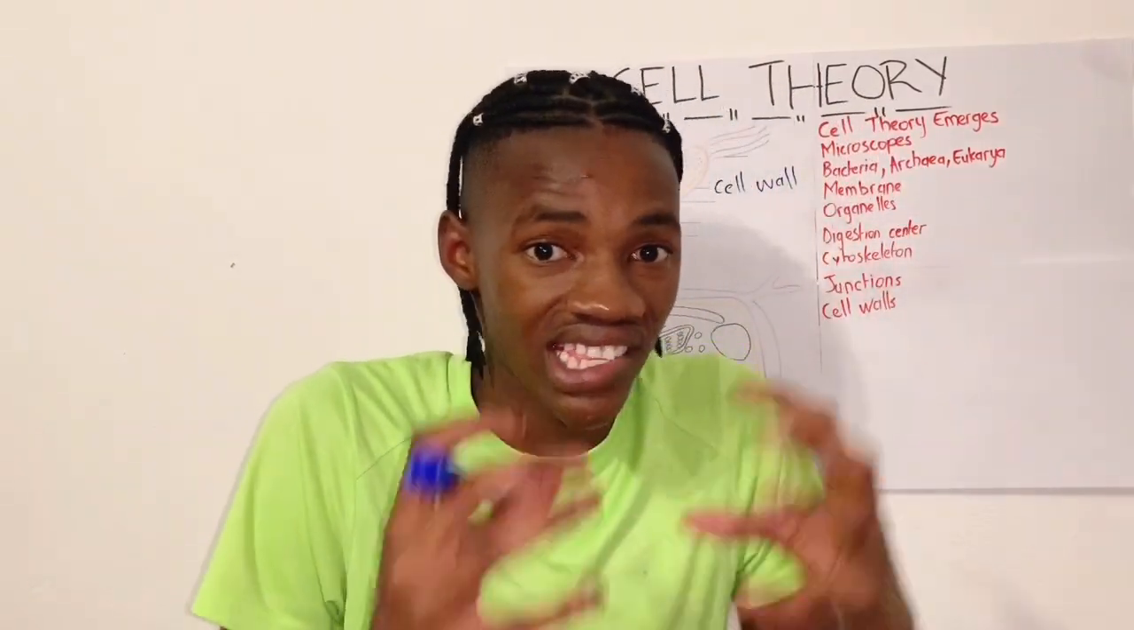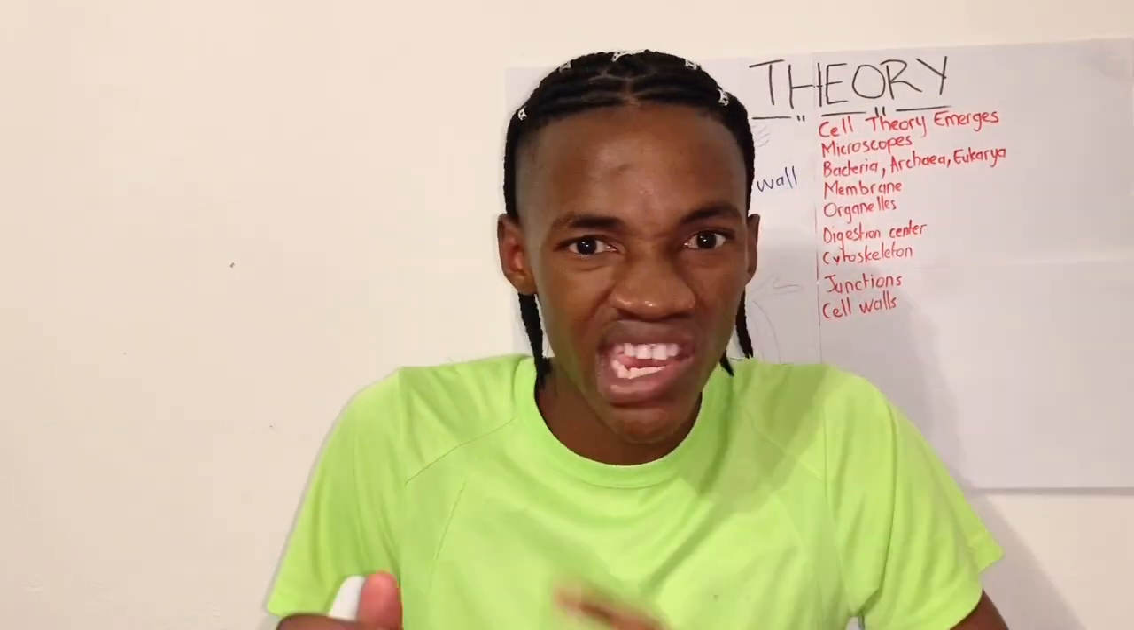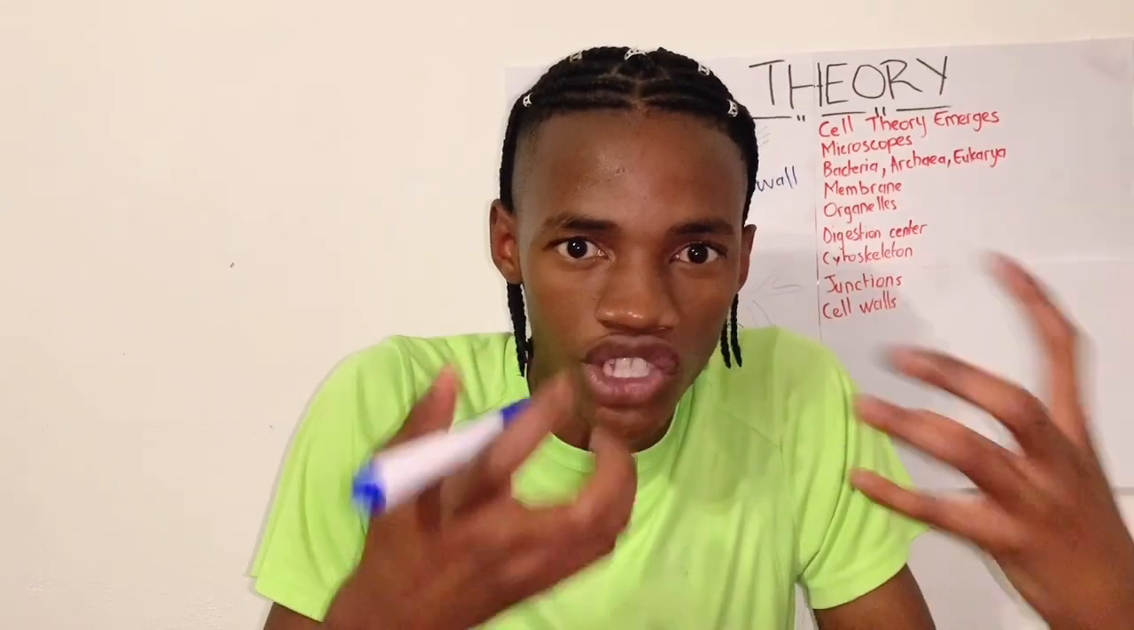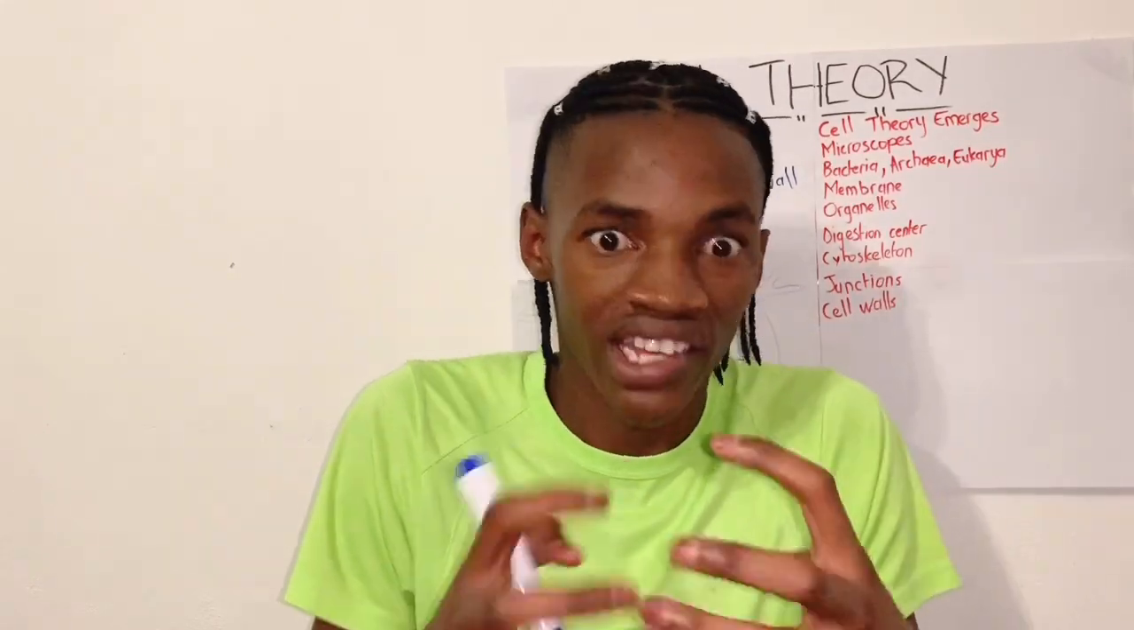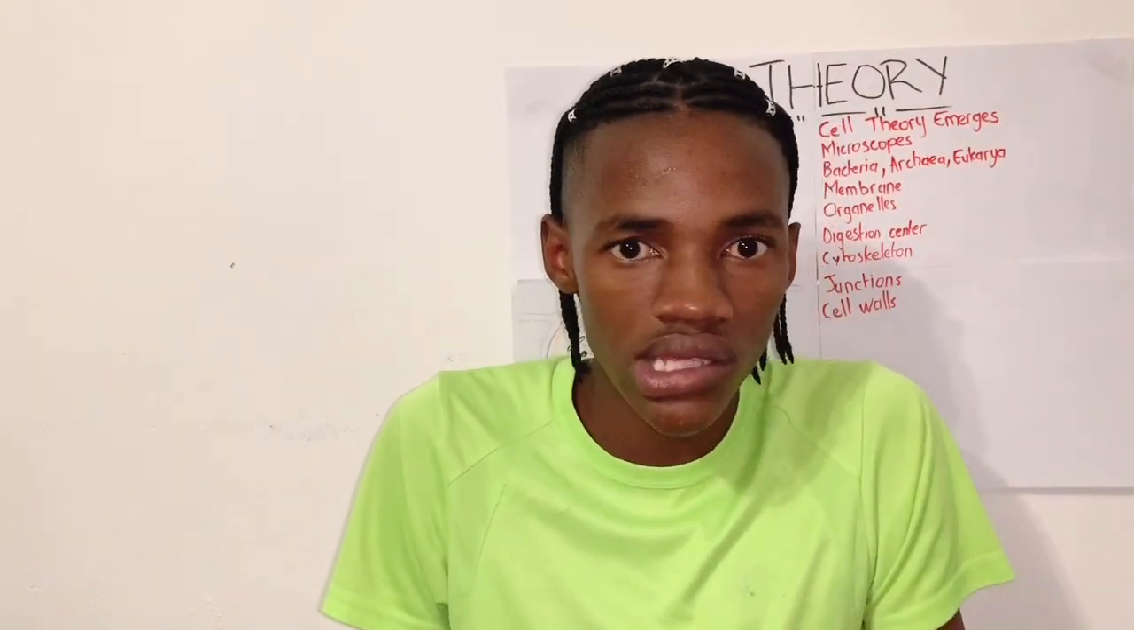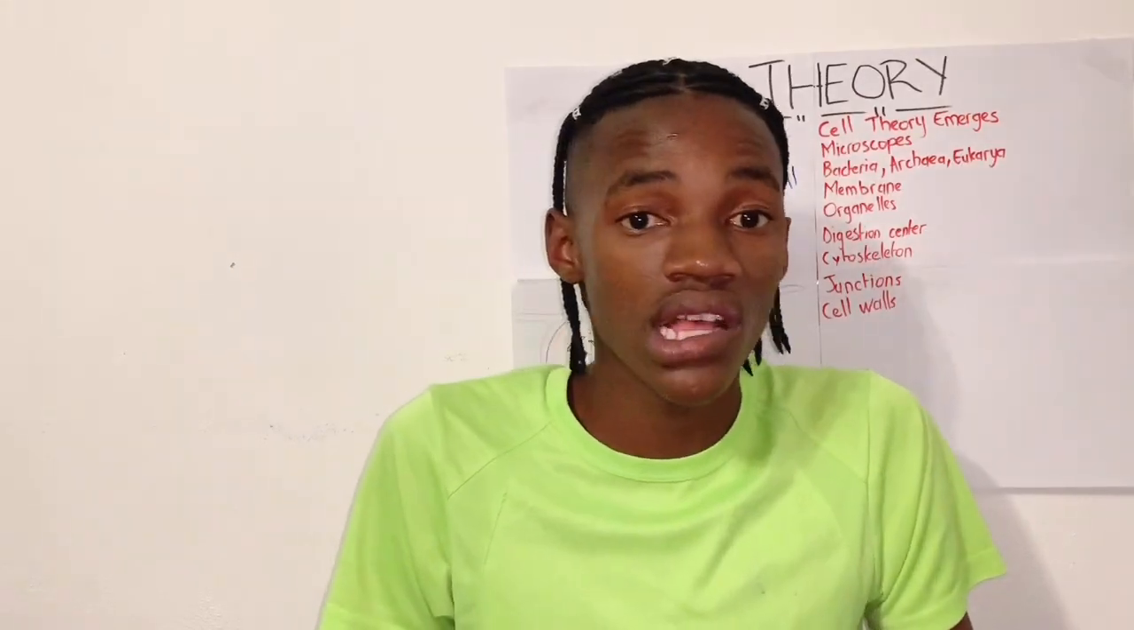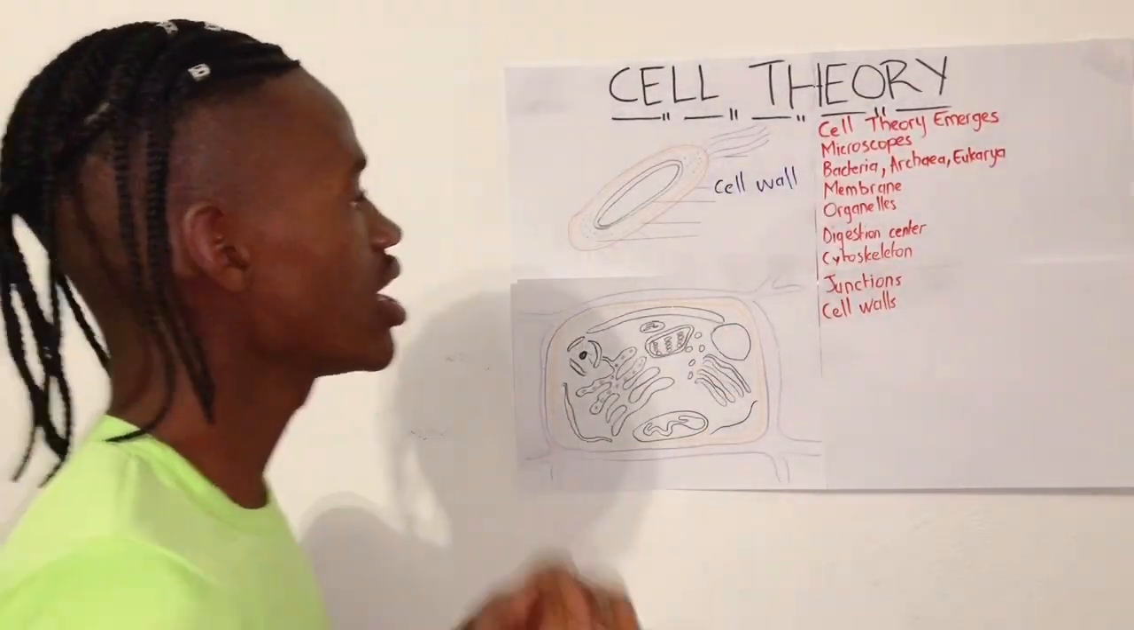And cells that lack a cell wall don't have a nice defined shape. Animal cells, for example, don't have a nice defined shape, but plant cells, bacterial cells, and other cells that have a cell wall have a very nice defined shape. Okay.